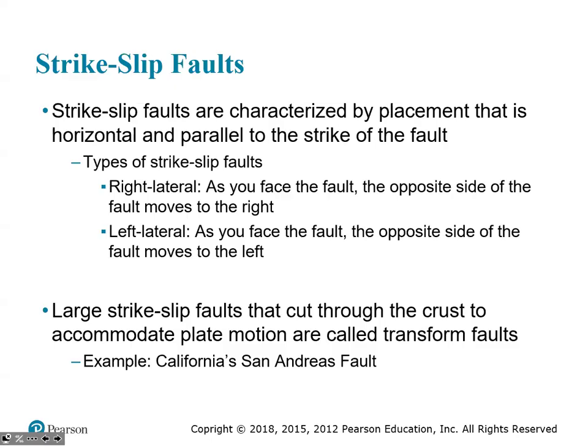So large strike slip faults that come through the crust to accommodate plate motion are called transform faults. These are the big famous ones. For example, California's San Andreas fault. But there are also small strike slip faults as well.